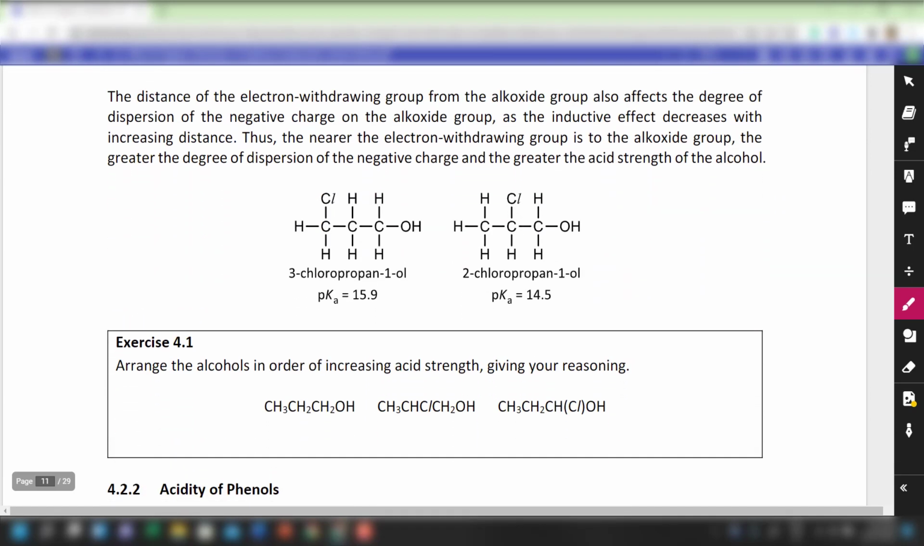The distance of the electron withdrawing group from the alkoxide center of the conjugate base is, of course, important. For example, 2-chloropropan-1-ol with chlorine at the second position will exert a stronger electron withdrawing effect via the sigma bonding framework as compared to 3-chloropropan-1-ol. Remember, all the comparison is related to when the H is lost as H+, which means the corresponding conjugate base. Do take note of this.